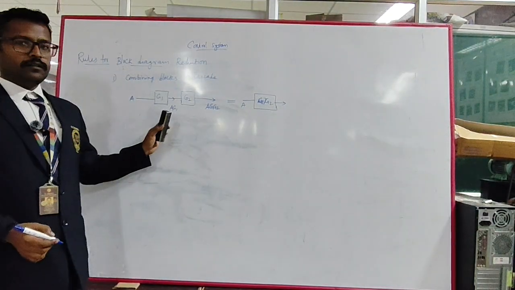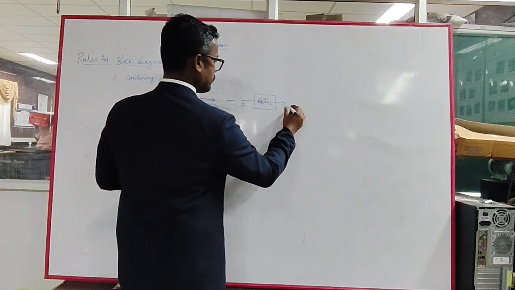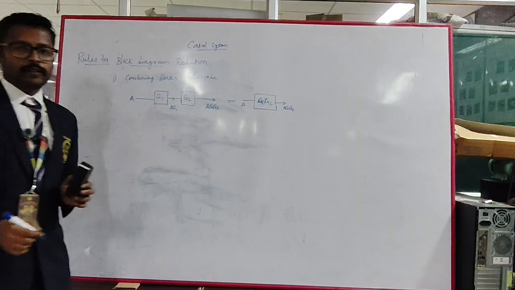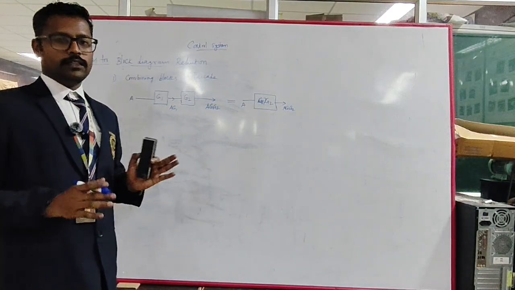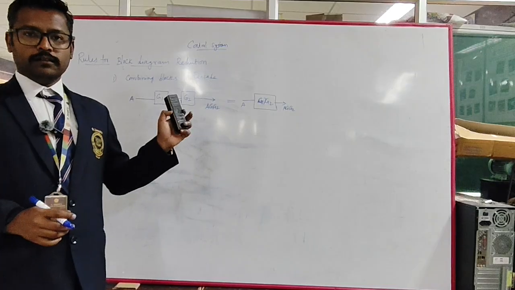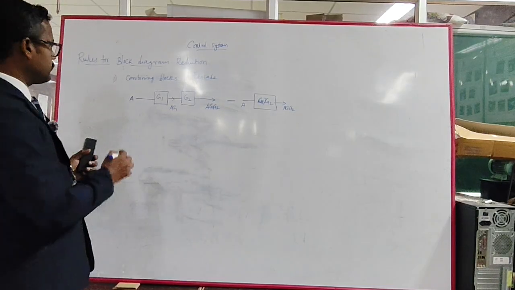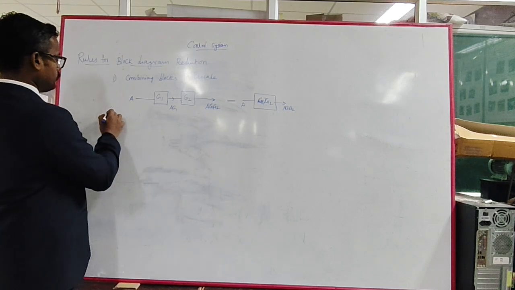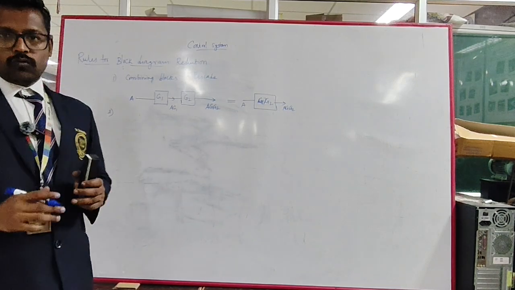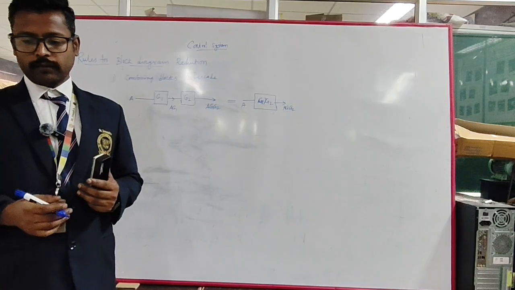So if you see that, again the same output you can get it from this block. So while the blocks are in a cascade, you can multiply the transfer function or multiply the gain of the blocks. Okay, that is the first one. And the next, rule 2. So what is rule 2? We can see that when it is connected in series, we have to just multiply.